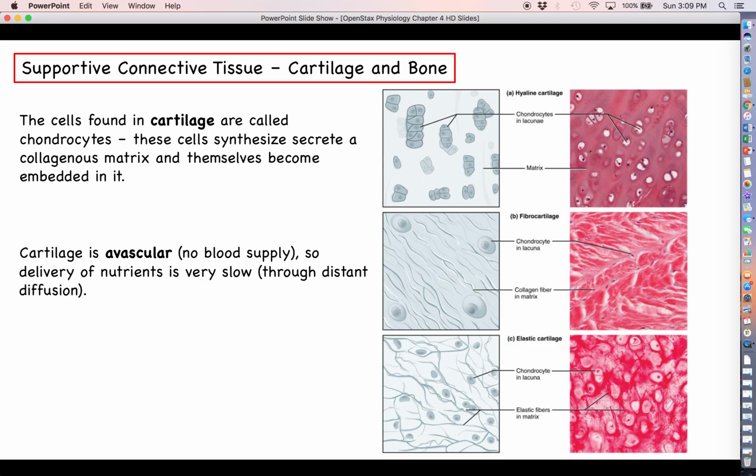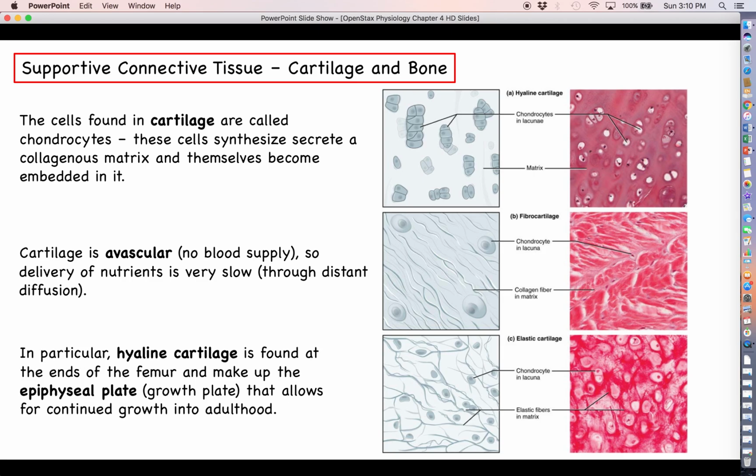Part of the problem with cartilage is that it is avascular, meaning it has no access to a blood supply. So if you are, say, an athlete and have ever had a cartilage injury, you may have noticed that injury was extremely slow to heal, because since there's no access to the blood supply, we can't really get oxygen and nutrients to those cells very easily, except through distant diffusion, which is going to be very slow.